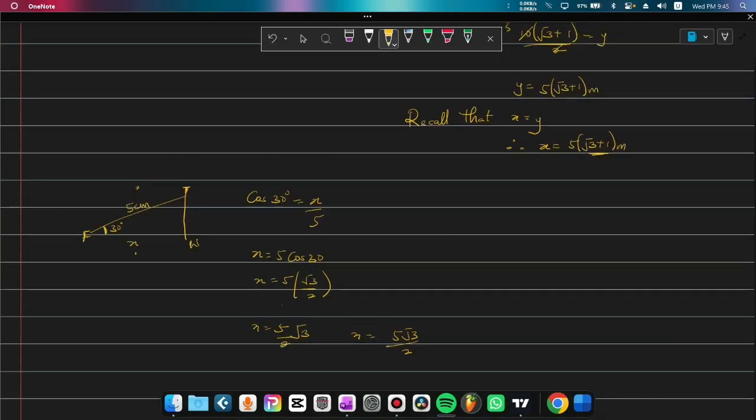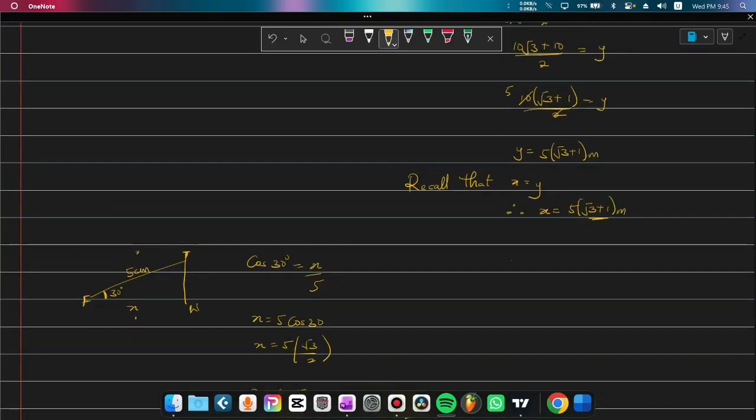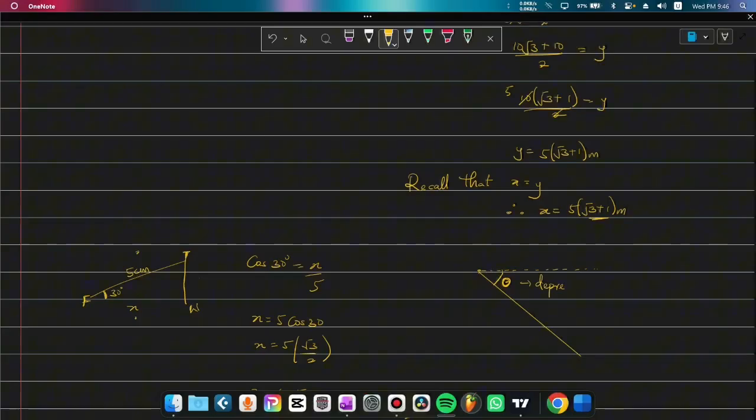Yeah, quickly, before I end this class, let me explain how depression works. For depression, you are at an elevated ground and you are looking below, not above. This is your normal eyesight. Now, rather than looking up, you are looking down. So there's a drop from the angle of elevation. This is the angle of depression. I really apologize for that. So this is the angle of depression.